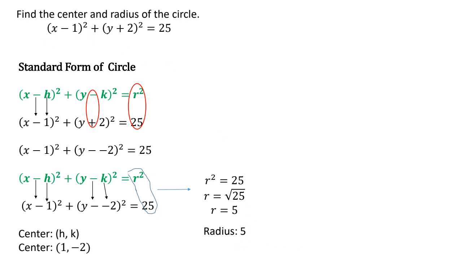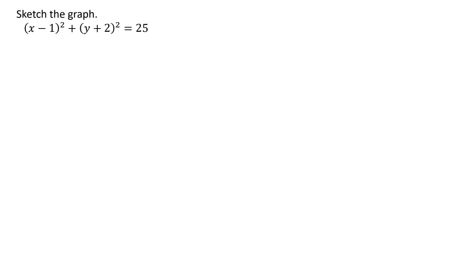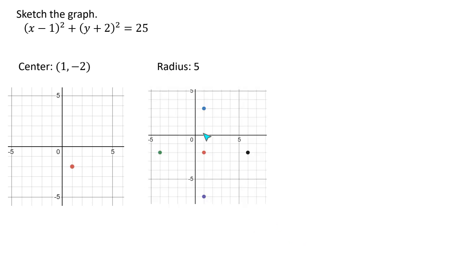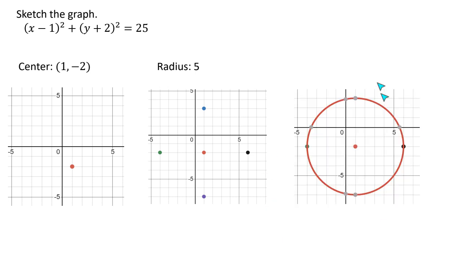Now that we have our center and we have our radius, we can actually graph it. We can sketch the graph. So my center is at 1, negative 2. And from that center, you want to use the radius to go up 5, down 5, to the left 5, and to the right 5. Okay, so let's go ahead and do that. So I've plotted the points here. So we went up 5, to the left 5, to the right 5, and then down 5. And then we just sketch the graph. So that would be our sketch.